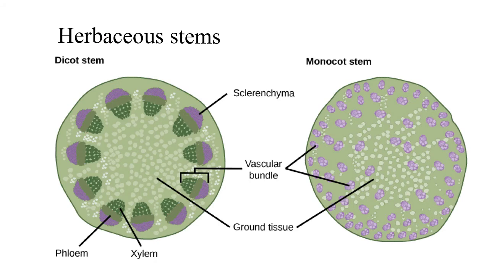What you can see here are vascular bundles. So over on our dicot, we have our vascular bundles arranged along sort of the outside of the stem. But if you compare it to a monocot, these vascular bundles are sort of scattered throughout the stem. In each of these bundles, we're going to have our xylem and our phloem.